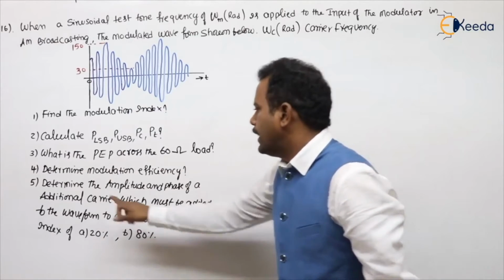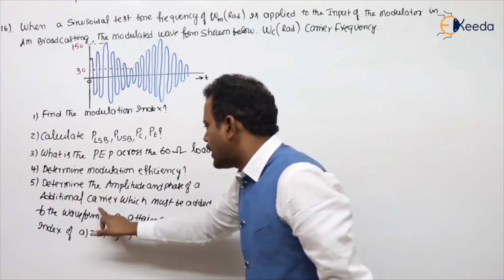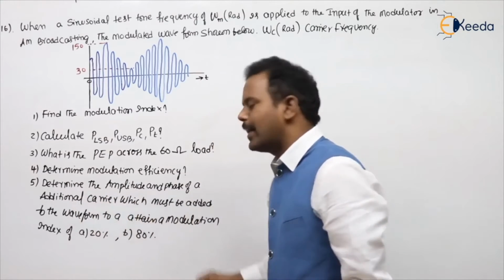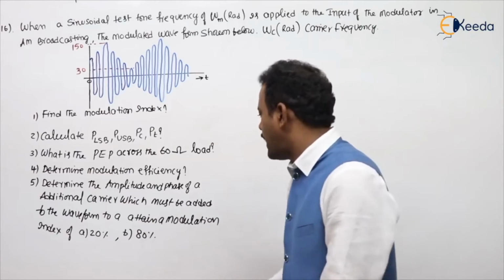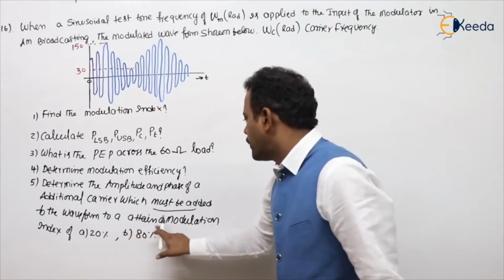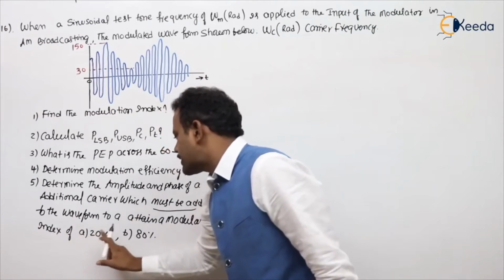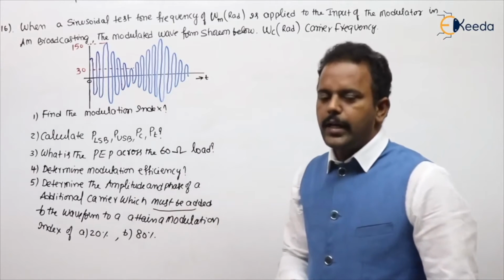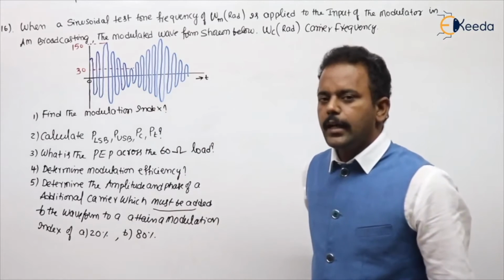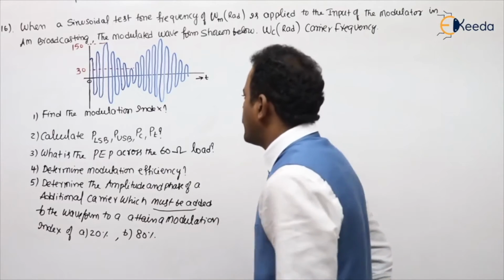Fifth question, determine the amplitude and phase of an additional carrier which must be added to the waveform to attain a modulation index of, first case 20%, second case 80%. That is the given problem. Do you understand my point or not? Now let's do it one by one.